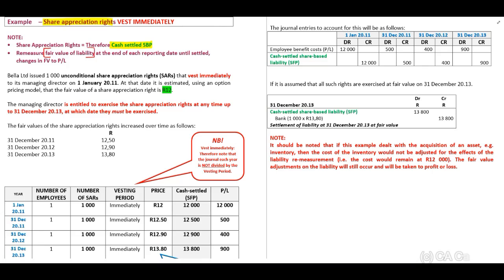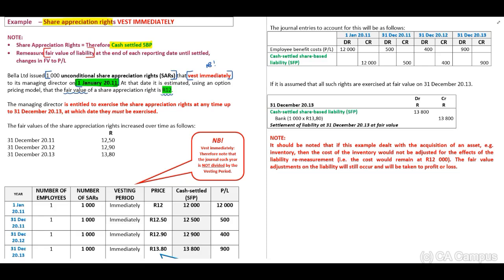Now, Bala Limited issued 1,000 unconditional share appreciation rights that vest immediately. This is important to us as well, guys, to its managing director on 1 January 2011. At that date, it is estimated using an option pricing model that the fair value of a share appreciation right is 12 Rand. Now, this will be on 1 January 2011, which will be our measurement and grant date, because this is a transaction with an employee.